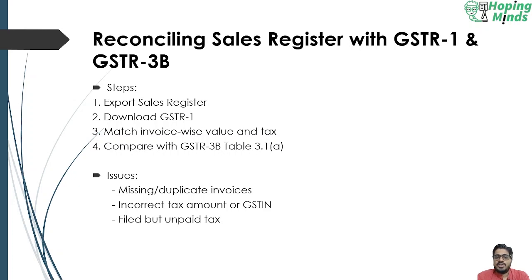So during the reconciliation process, we have to check for missing invoices, then incorrect GSTIN or tax rates, then invoices uploaded with incorrect amounts, and invoices filed in GSTR 1 but taxes not paid in the GSTR 3B return. So these could be the reasons for differences in the values as per books and returns.